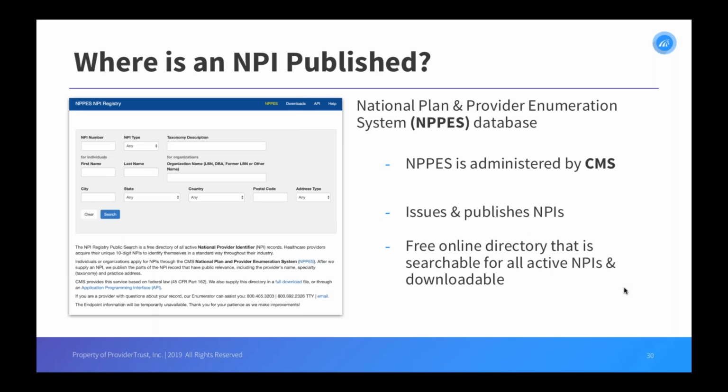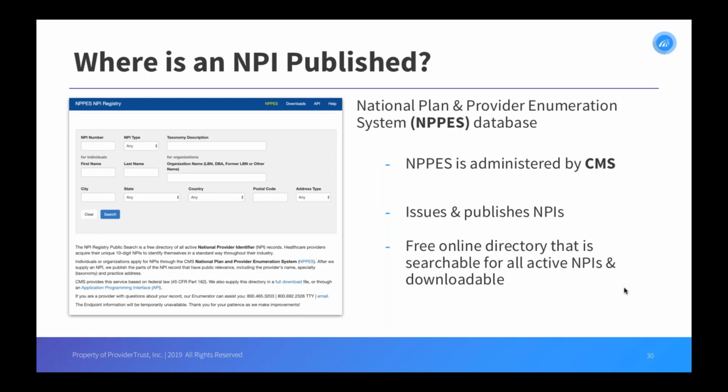So where's the NPI number published? We all know that, so I always called it NEPS. I know other people in my organization call it NPES, but it's the National Plan and Provider Enumeration System. It's administered by CMS. You go in, you fill out all sorts of information. You have to tell them your Medicare numbers and Medicaid numbers and the type of practitioner you are. You fill all that out, and then you're issued an NPI number.